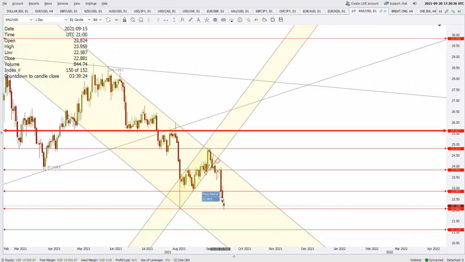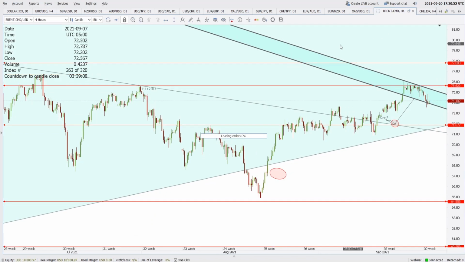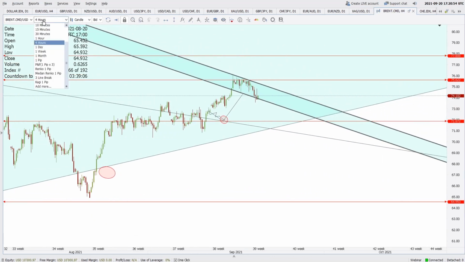Our levels are being respected very much. So the next level of support is 21.11, and if this is breached, of course, right now 22.06 is holding as a support, so the next level of resistance is going to be 22.86. So act accordingly.